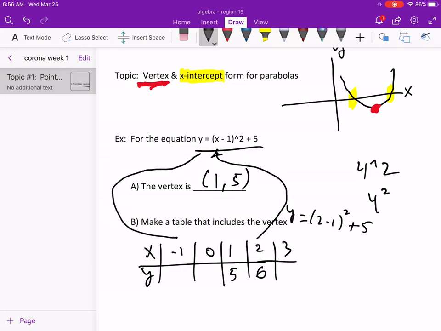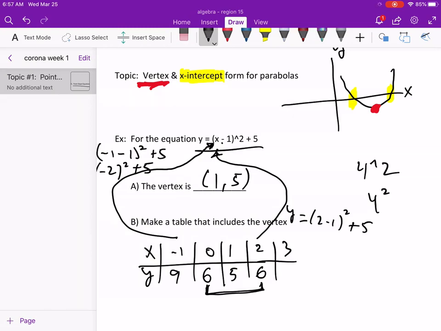If I plugged a negative 1 in for x, I'd have negative 1 minus 1 squared plus 5, right? That minus is still there. Negative 1 minus 1 is negative 2 squared plus 5. A negative squared is going to be positive, so negative 2 squared is 4, plus 5 is 9, and this would be a 9 here. If I plugged a 0 in, 0 minus 1 is negative 1 squared, it's positive 1, add 5 and it's 6. Ooh, nice. I'm getting those matches on either side of the vertex, so I think I'm doing this right.